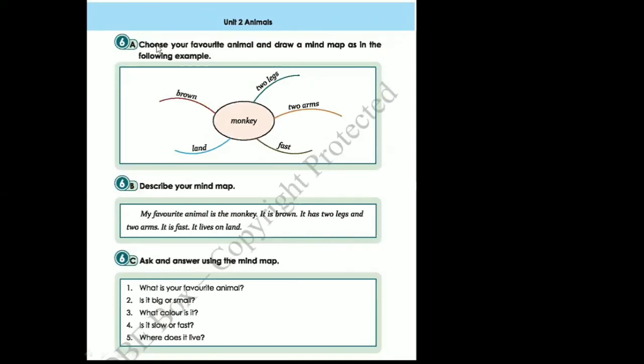6A. In 6A, we have to choose our favorite animal and draw a mind map as in the following example. So here, monkey: size, color, can it fly or can it jump, and where do they live? They wrote down for monkey that the color is brown. They live on land, two legs, two arms, they can run fast.